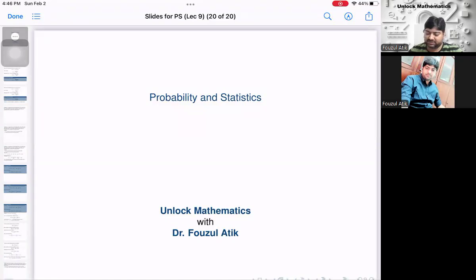In the previous lecture, we discussed independent events. Even before that, we discussed conditional probability, right? Several things we have already discussed. So in today's lecture, we'll discuss the Bayes theorem, which is again related to conditional probability. Let us see what the Bayes theorem is.